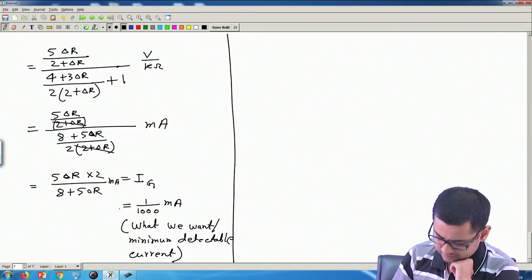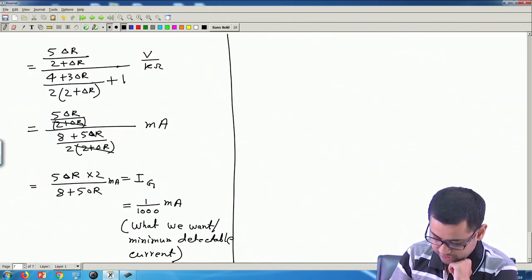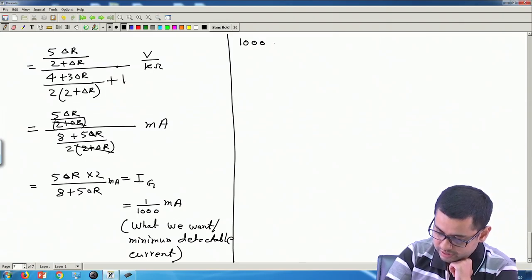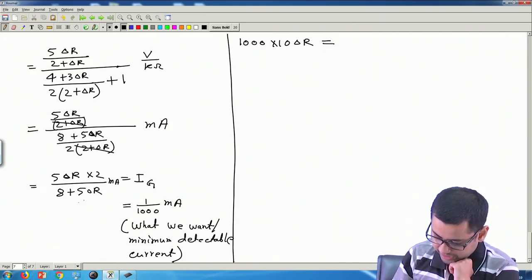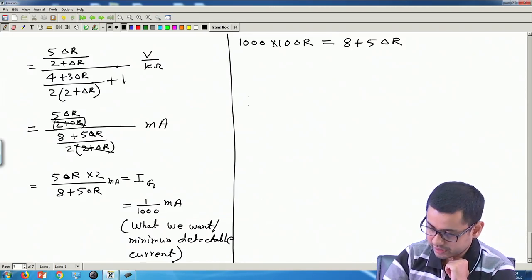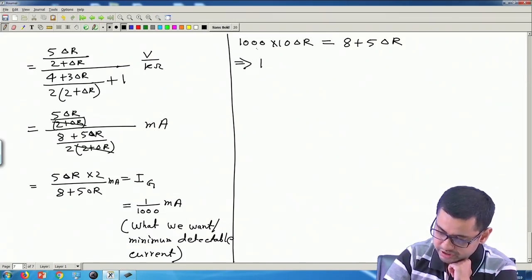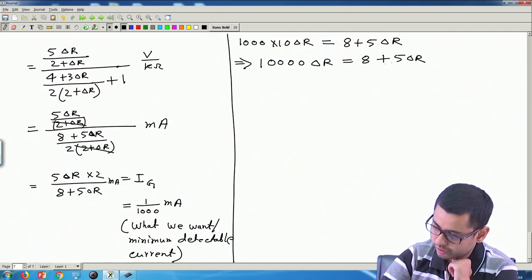Therefore, now let us solve it. This is also in milliampere, so we can write 5 into 1000, which is 10, so 1000 into 10 delta R equals 8 plus 5 delta R. Or 10,000 delta R is equal to 8 plus 5 delta R. Now this 5 delta R is much smaller than 10,000 delta R.